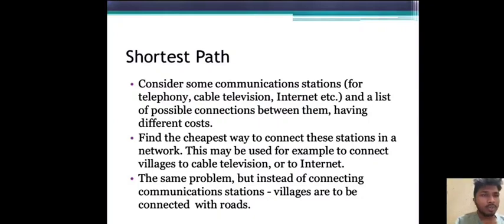This may be used, for example, to connect a village to a cable network or to the internet. The same problem, but instead of connecting communication stations, a village has to be connected with roads. This is all about the graph system. When a village is far from a city, we cannot directly connect the cable network or something which the people want, but we can connect them by using the connected roads.